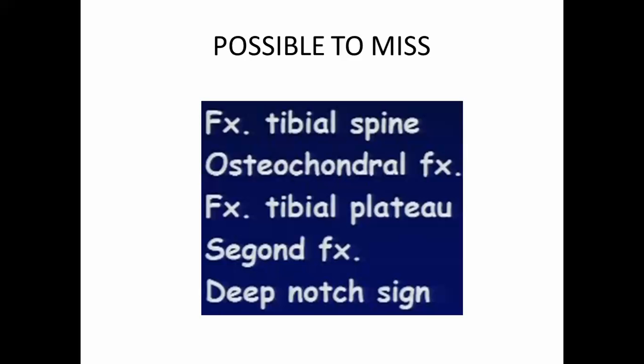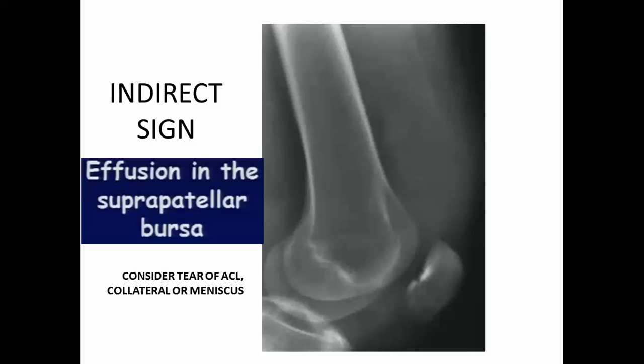Now, an indirect sign of trauma is swelling, and the swelling is due to effusion in the suprapatellar bursa. Here we have something wrong with the patella, and in these cases consider a tear of the ACL, collaterals, or meniscus. That means that you should search for other soft tissue injuries.